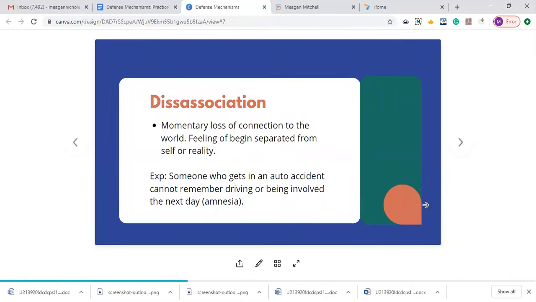The next is dissociation, and this is a very interesting defense mechanism, and it's almost as if the person has a momentary loss of connection to the world or to reality. They may explain that they're having a sort of out-of-body experience, or they're feeling that they are separated from themselves or from the moment or from reality. An example here is someone gets in an auto accident, so they've been involved in a car crash, and the next day they are asked about it and they have no recollection of the event. It's almost as if they have amnesia, no recollection, as if the event never happened.